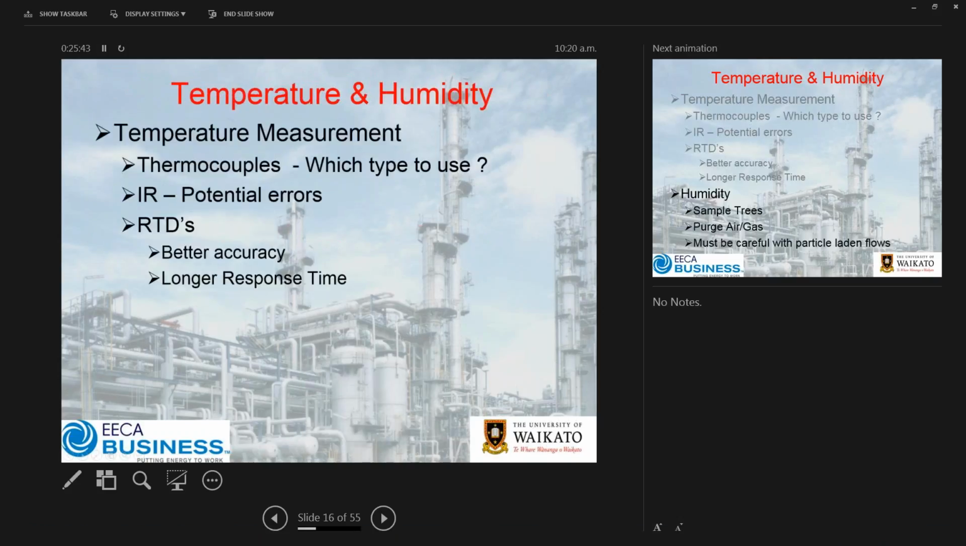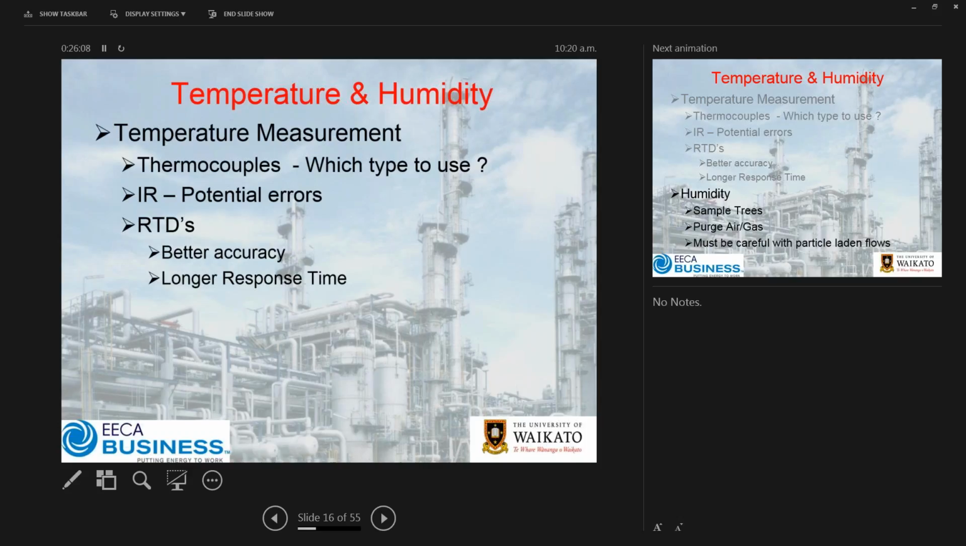Now with temperature and humidity, it's important that you understand the range of temperature that you're looking for, so you've got the right thermocouple or infrared if you're using it. You need to be very careful in terms of your surface emissivity. RTDs might be better accuracy, but they're going to have a longer response time. So once again it comes back to what the dynamics of the system is as to how you can use it.